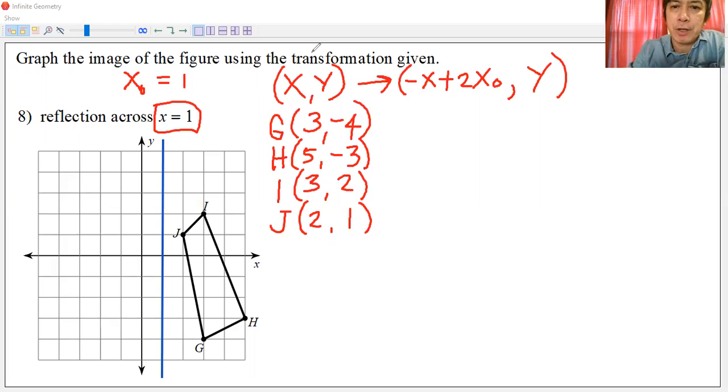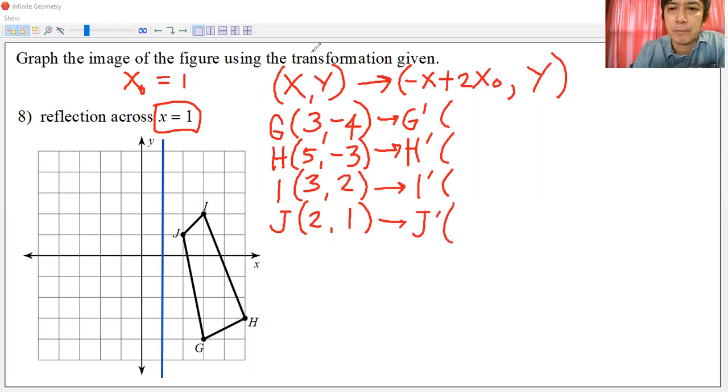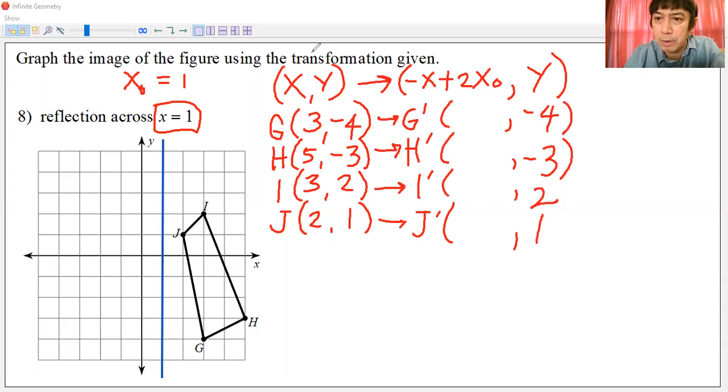Let us have the reflected points G prime, H prime, I prime, and J prime. Now the y values are kept constant, so after the commas we can rewrite the y values, which are the same as the original points. These are negative 4, negative 3, positive 2, and positive 1. Then let's close it there. Okay, let's compute the x values.